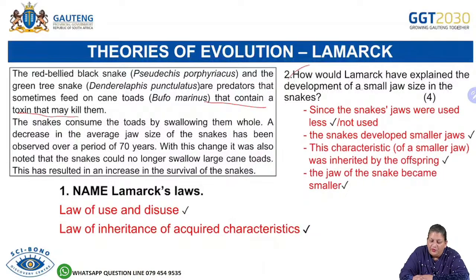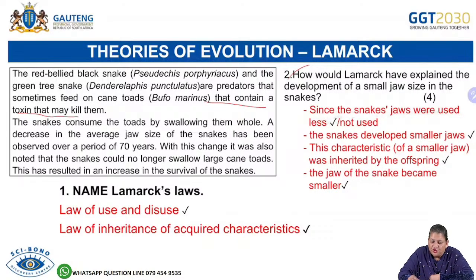And then how would Lamarck have explained the development of the small jaw in snakes? How would Lamarck do it? He would say, since the snakes' jaws were used less, because the toads are very big, the snakes will use their jaws less.